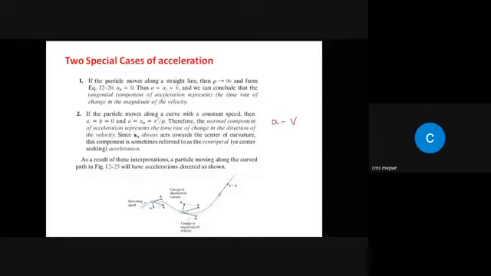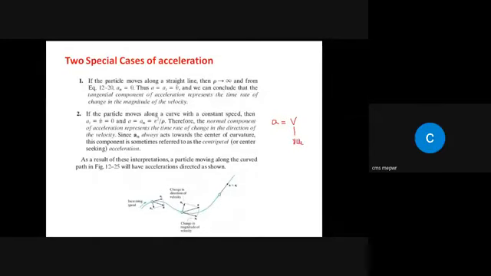So we know that velocity has two things: one is the magnitude and the other one is the direction, right? If there is change in magnitude, we will be having acceleration. If there is change in direction, still we will be having acceleration. And if there is change in both, again we will be having acceleration. But if the magnitude as well as direction remains constant, in that case we will not be having any acceleration, right?